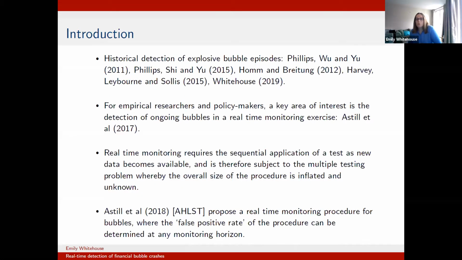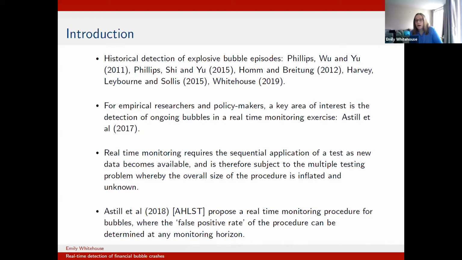So a lot of the recent work on explosive bubble episodes from an econometric perspective has focused on historical detection. So being able to ask, was there a bubble in house prices? Was there a bubble in stock markets or oil or whatever else? And whilst this is interesting, I think that for policymakers, perhaps a more relevant question is: is there a bubble going on now? So being able to detect these ongoing bubble episodes. And in a 2017 paper, Astill et al. proposed an econometric method which looks at detecting end-of-sample bubble episodes.